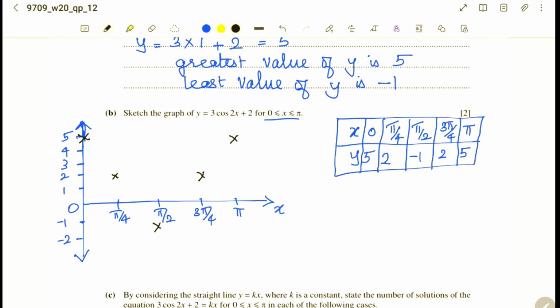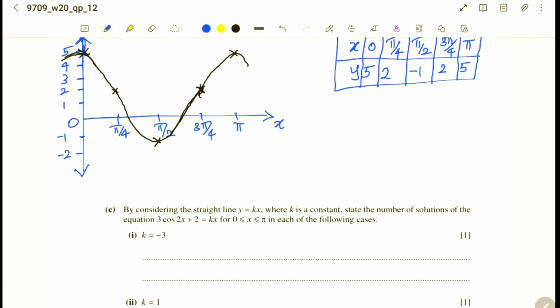So now let's sketch this. This is a cos curve. You will get a curve like this. Next part of the question is, by considering the straight line y is equal to kx, where k is a constant, state the number of solutions of the equation 3 cos 2x plus 2 is equal to kx. K is given as negative 3.